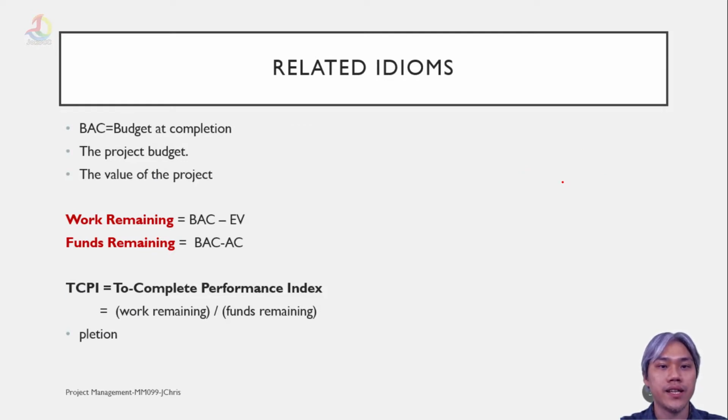Some other related terms might be budget at completion, BAC. It is the budget of the project and the value of the project. We have work remaining. Work remaining means BAC minus EV. Funds remaining is BAC minus AC. And the to-complete performance index, TCPI, is the work remaining divided by the funds remaining.